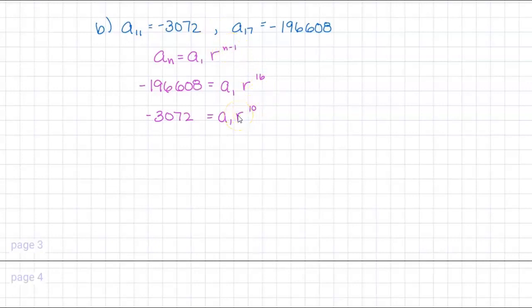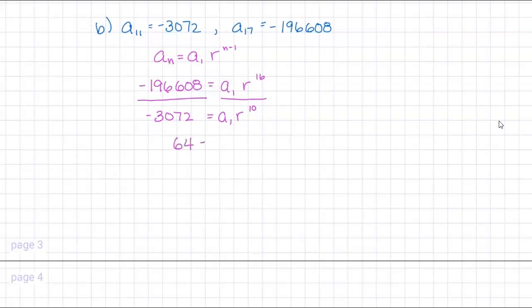Now, remember, we're trying to cancel out a variable. Instead of subtracting or adding, we're going to divide these two equations. If we divide them, my a sub 1 is going to cancel out. It's going to be really nice. So I'm going to use my calculator here: negative 196,608 divided by 3072. Oh, that's a nice number.